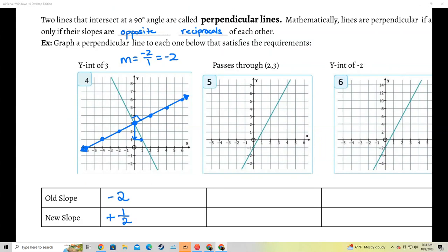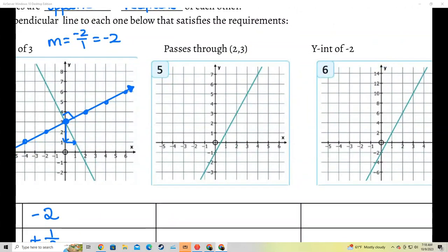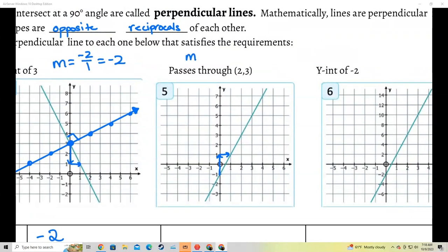I want to create a line that's perpendicular to this line, and it passes through 2, 3. Let's see. First, I need to figure out what's going on with this line. So it looks like this one's going up 2, right 1. So my slope is up 2, right 1, which is the same thing as a positive 2.